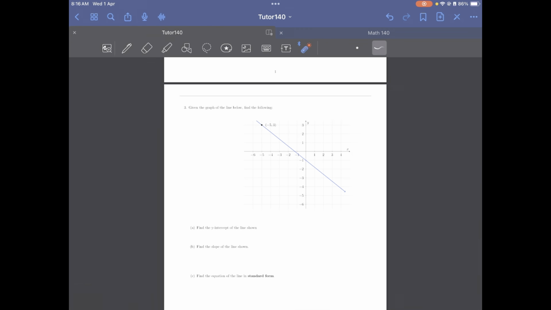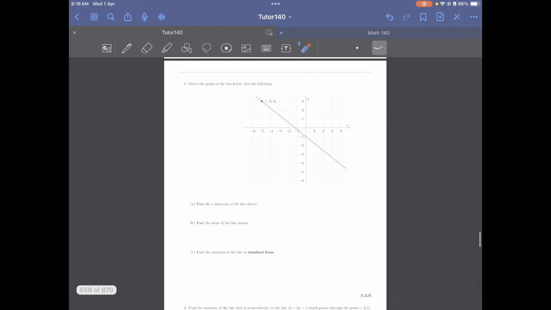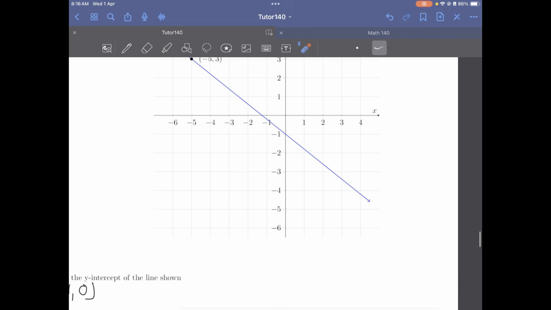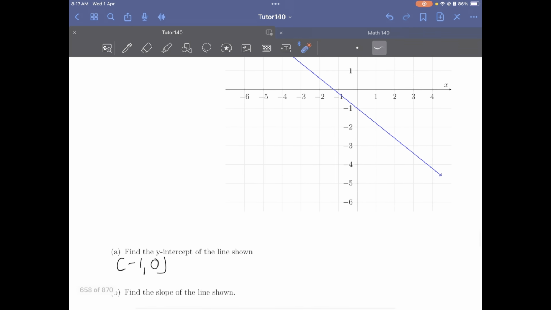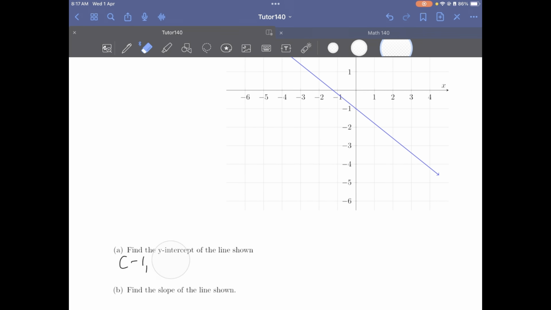Okay, given the graph of the line below, find the following. Find the y-intercept of the line. So the y-intercept is -1. The y-intercept is where the line directly touches the y-axis. So you see, -1. And I wrote that wrong. It's (0, -1).